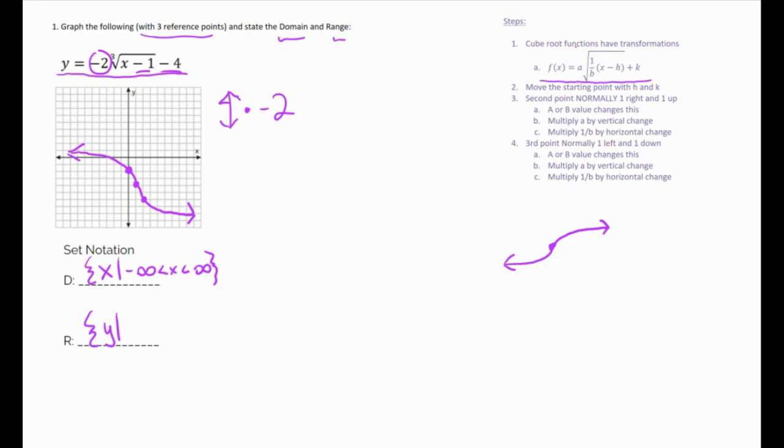So same thing with the y value here. It goes on forever, so it goes down forever and up forever. So we say that negative infinity is less than y, which is less than positive infinity, and there is our domain and range.